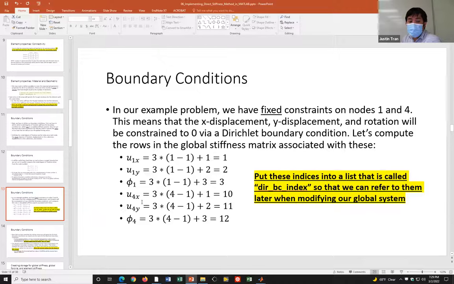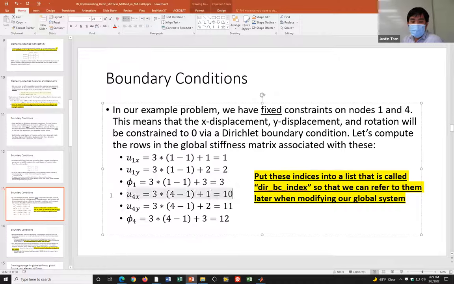Then we have the constraints on node 4. Node 4 is going to be the last 3 rows of the matrix. If we use our formula, this tells us that we need to constrain row 10, which is for U4X. Row 11 is for U4Y, and row 12 is for theta 4. With these indices in mind, we need to tell MATLAB that these rows are going to be constrained in our equations.